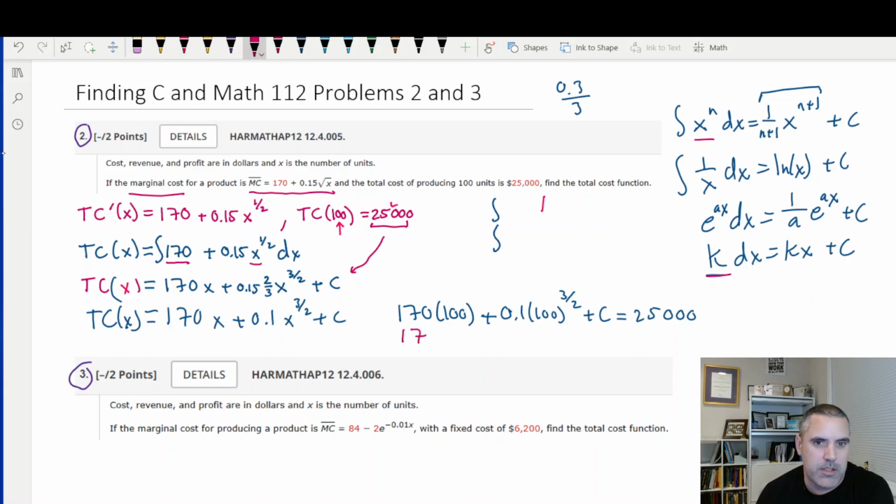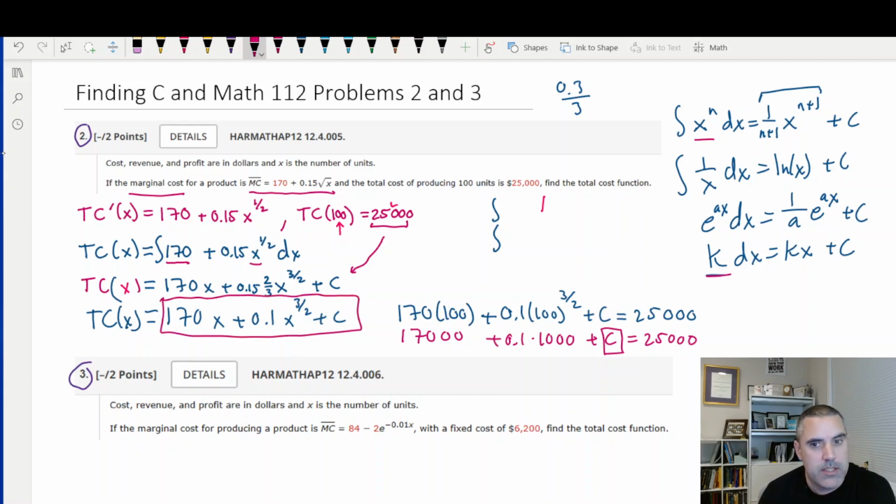So you do 1, 7, 0, 0, 0. You compute this. The square root of 100 is 10. 10 cubed is 1,000. So this is 0.1 times 1,000 plus C. And you're going to keep going until you know what C is, meaning subtract those numbers. And then the answer you're going to type in is this exact thing, but with C replaced by whatever number you find. That's what we always do. So same goes here.